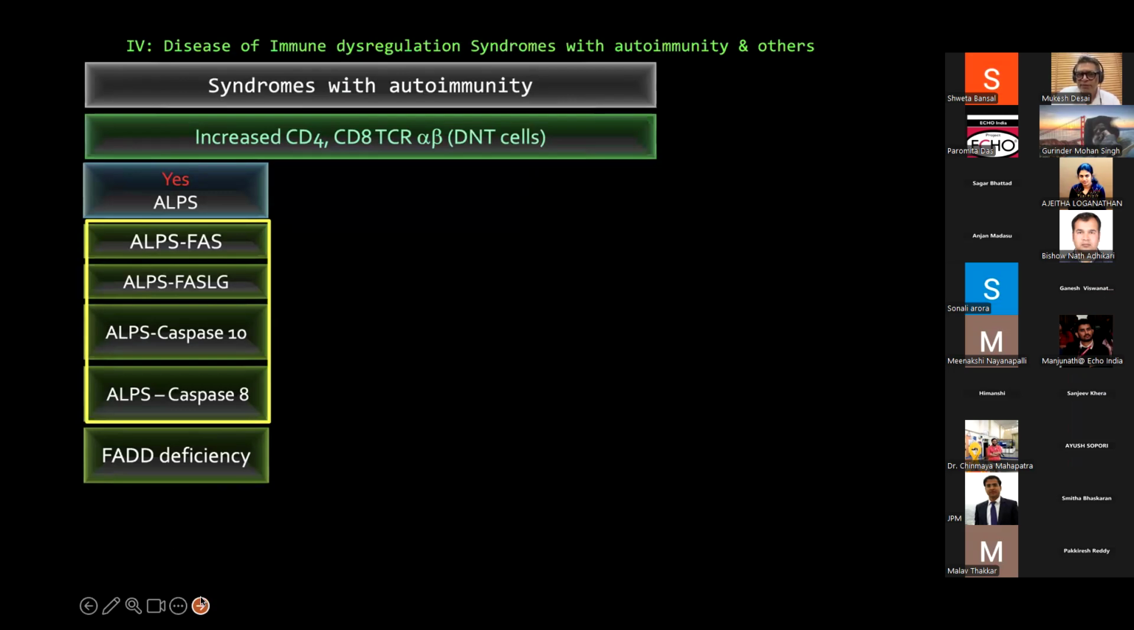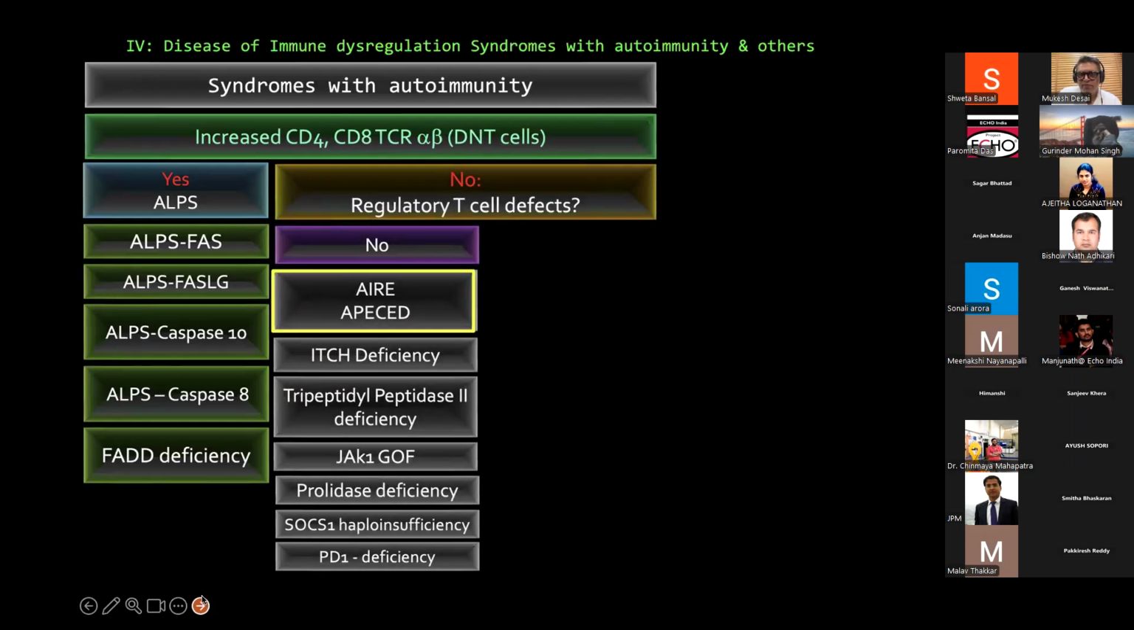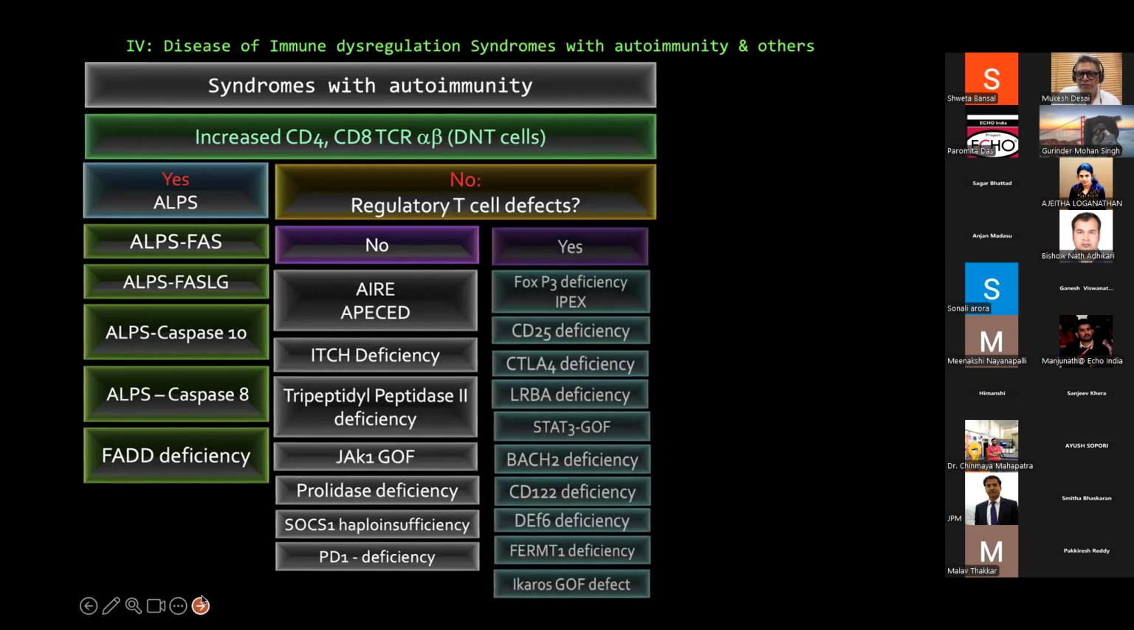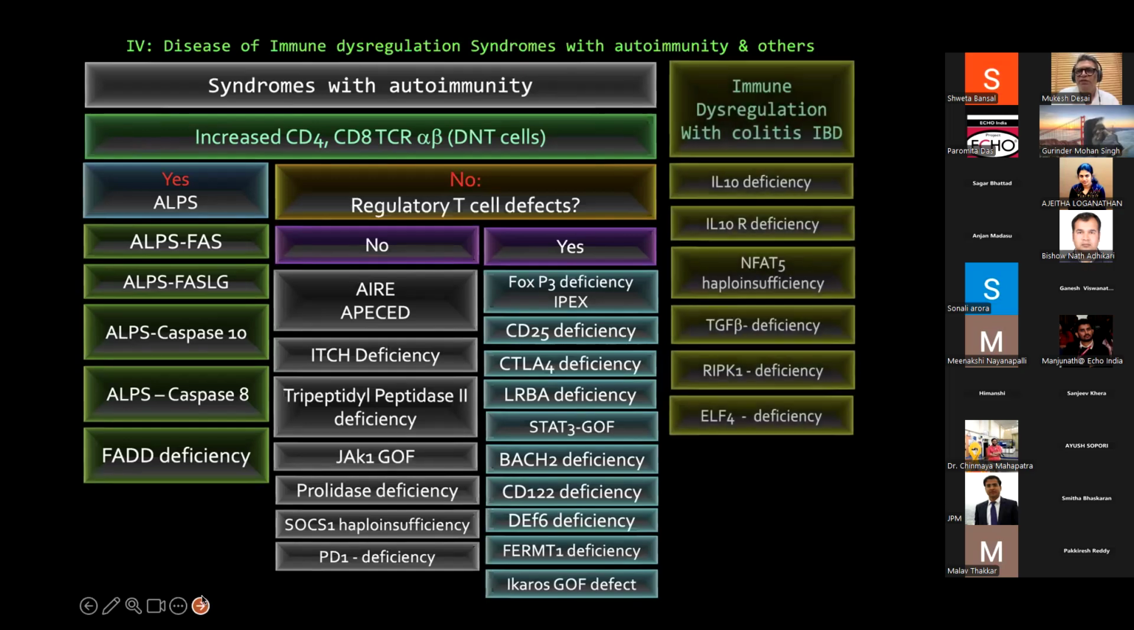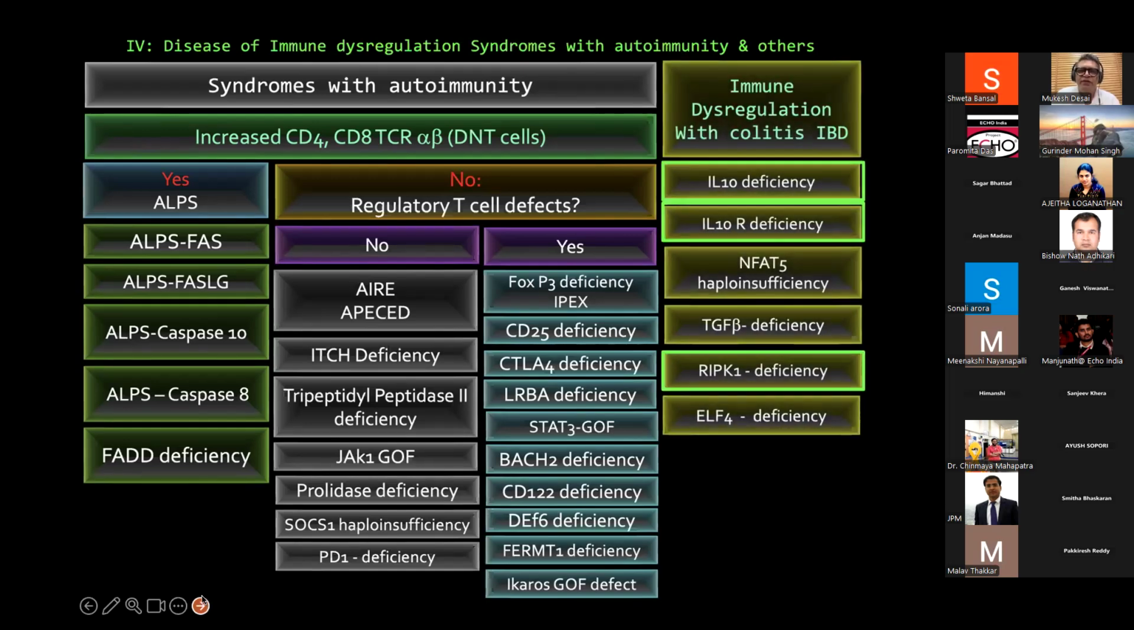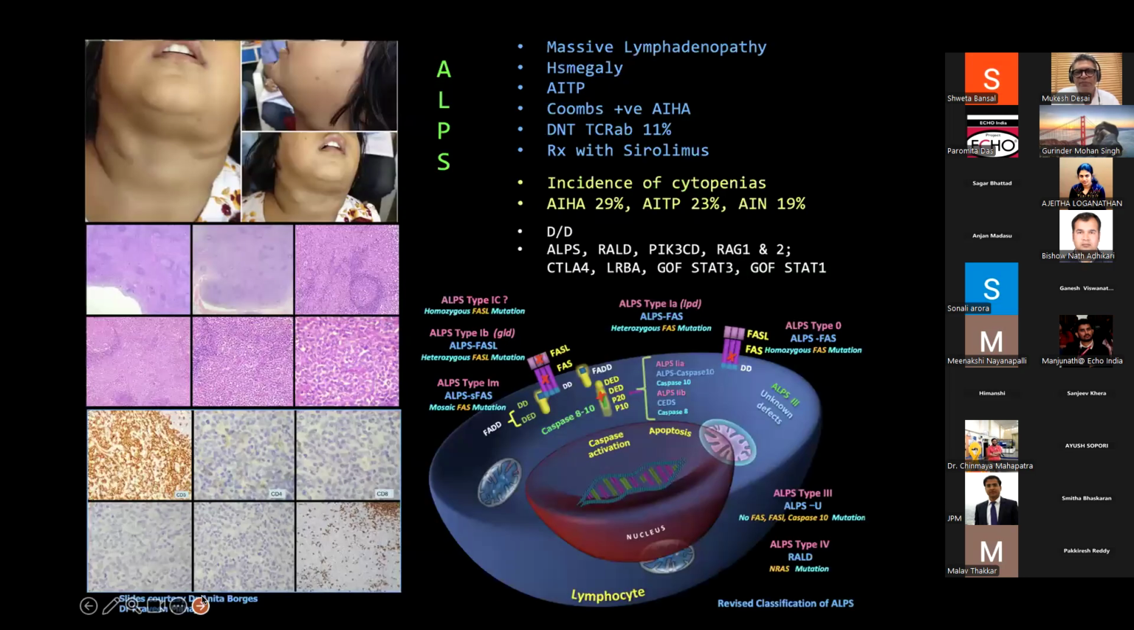So ALPS, you all know about ALPS, Smith-Lemli-Opitz-like syndromes. The central regulatory AIRE gene defect comes up. Then we have the regulatory T cell defects, where the FOXP3 gene, CD25, CTLA4, LRBA. I've crossed them in yellow bars because these are the patients which we have come across and made a diagnosis. And then you have the ones where you get colitis, especially IL-10, IL-10 receptor, and RIP kinase.